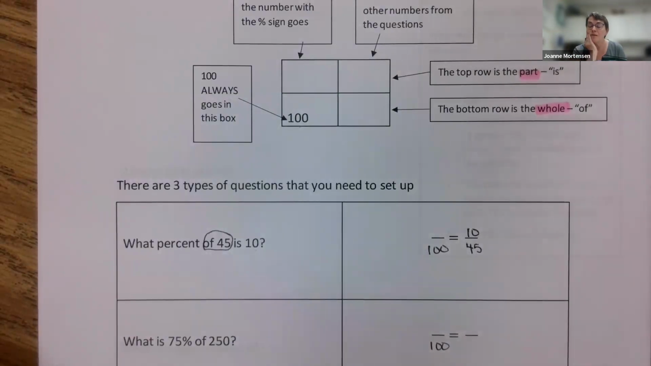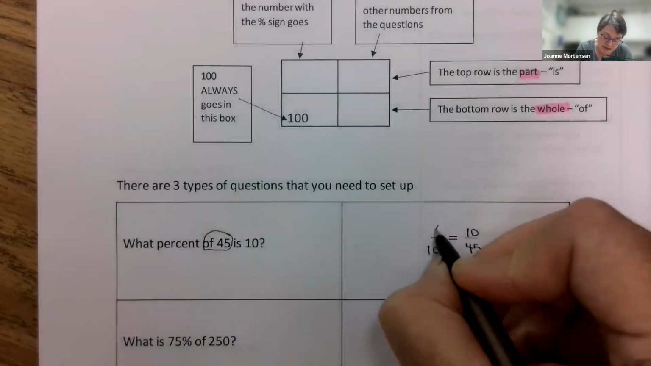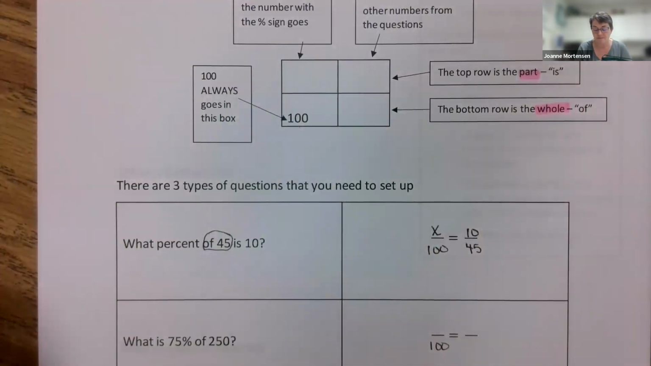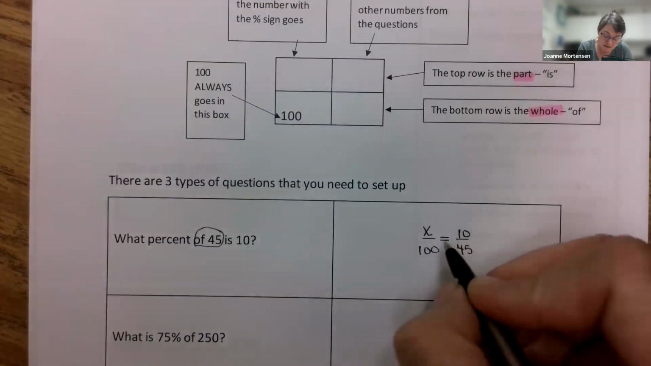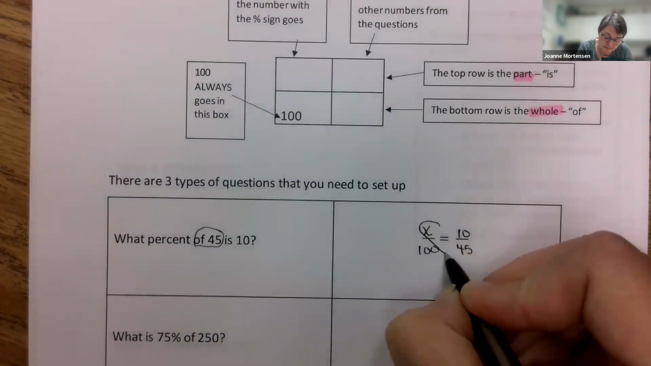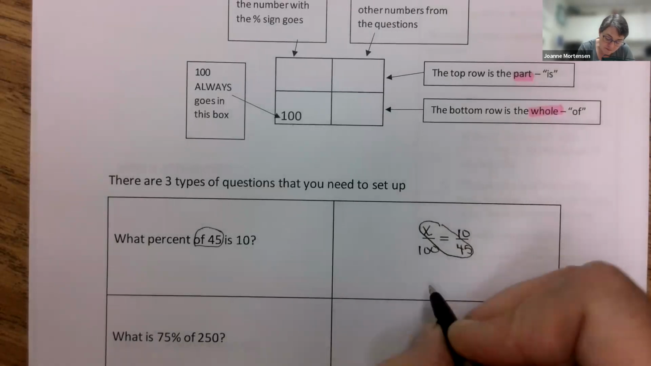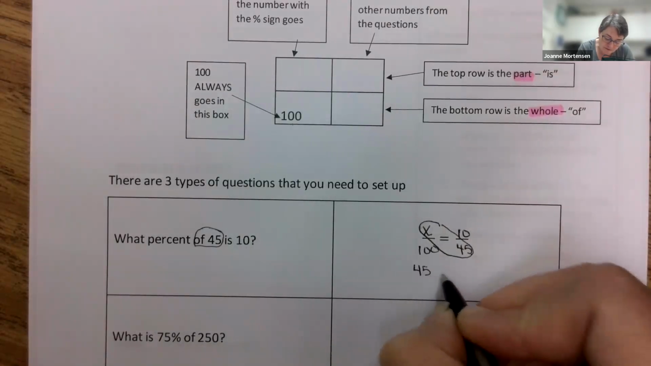Now, I think what I'm going to do is preview how to solve these, and then we'll do lots and lots of practice, but just leaving it like this makes me twitch. So I'm going to throw in an x in there for my variable. There are multiple ways to solve this. I am a big fan of cross multiplication. So we're going to multiply this times this, and we're going to write 45x.